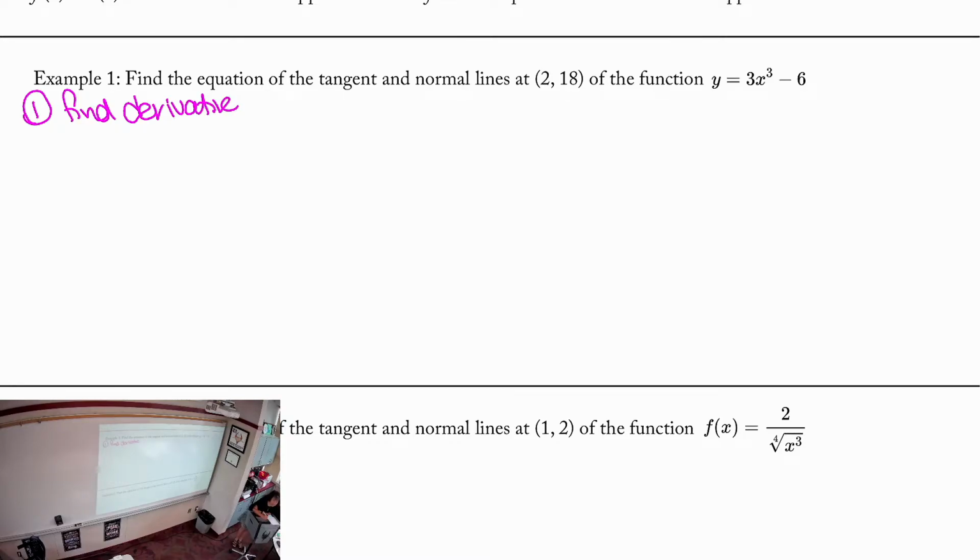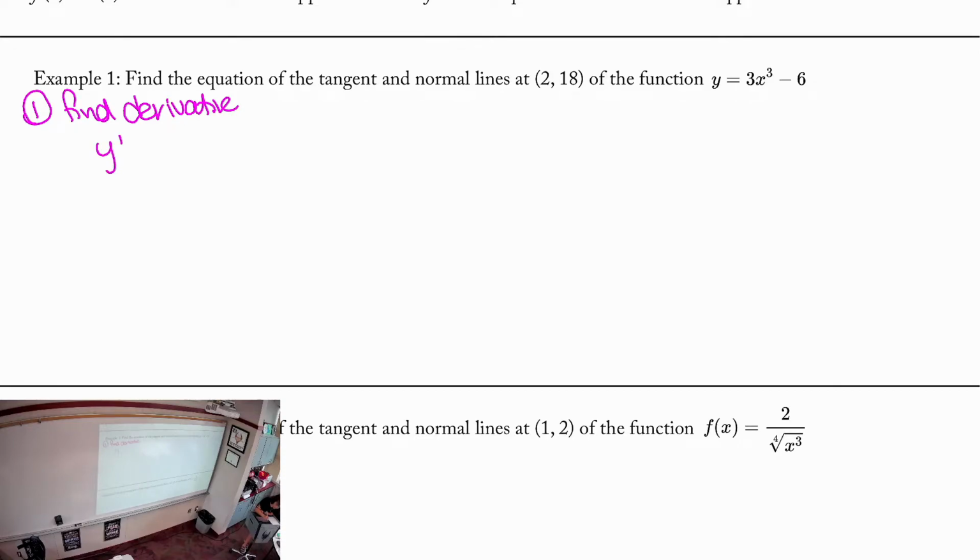I know back in advanced math, we were like, oh, write out all the steps. I don't care. You don't have to write "1, find the derivative," and then do it. We're not at that point. If it makes you feel warm and fuzzy inside to do it that way, that's totally fine, but I don't necessarily need it.